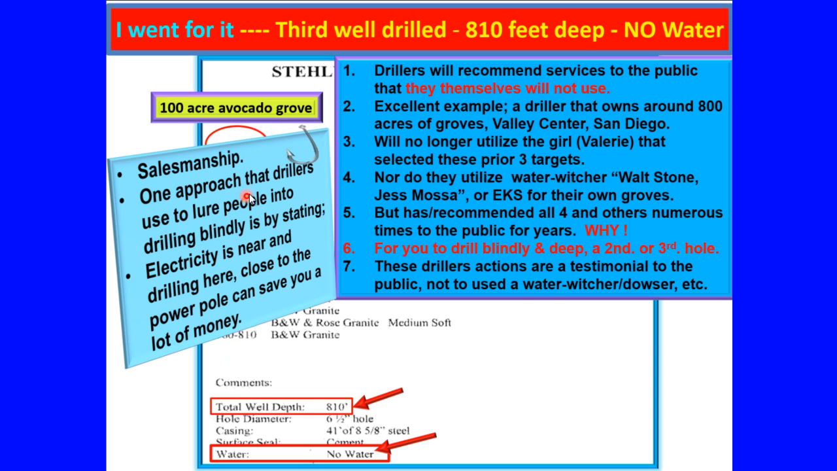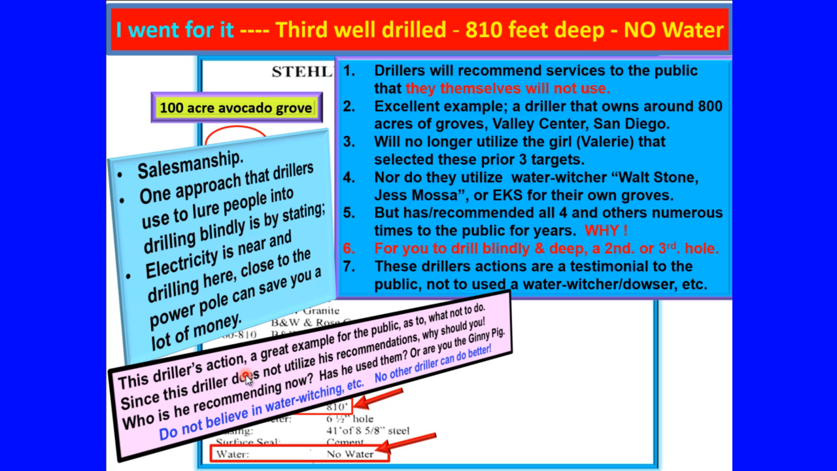Salesmanship. One approach that drillers use to lure people into drilling blindly is by stating, electricity is near and drilling here, close to the power pole, can save you a lot of money. This driller's action, a great example for the public as to what not to do. Since this driller does not utilize his recommendations, why should you? Who is he recommending now? Has he used them? Or are you the guinea pig?